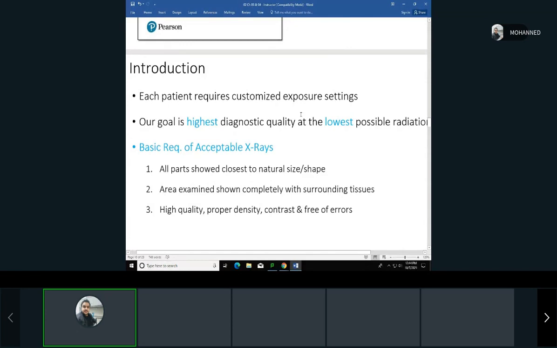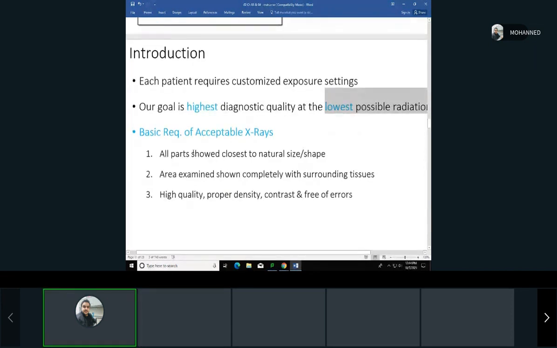But at the same time, we want to make sure that we do not expose our patients to extra radiation that they don't need. Because radiation is harmful no matter what amount of exposure you give, it's harmful anyway. It's not beneficial to the patient. So we want to get as good quality as we can when we're doing our X-ray. So we want to have the highest diagnostic quality at the lowest possible radiation dose.